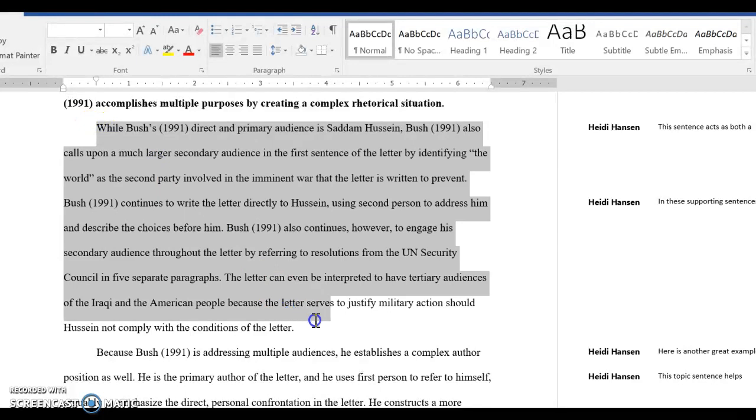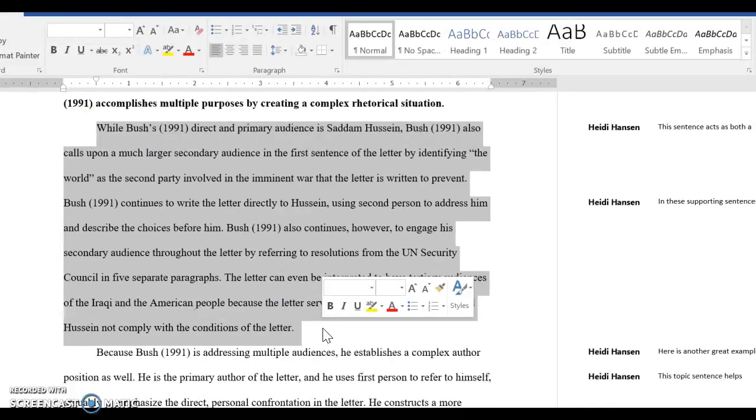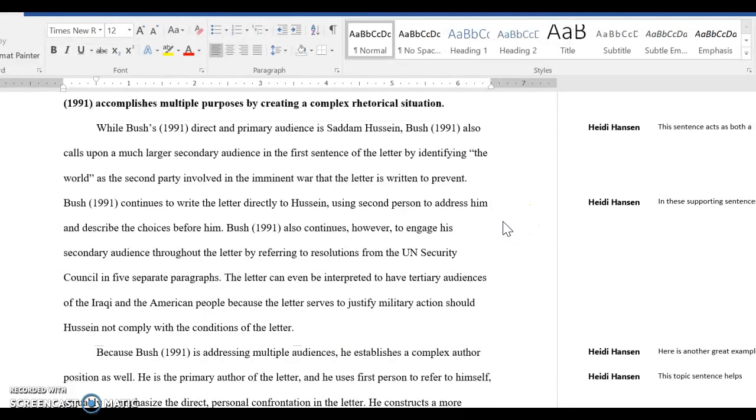Okay, look at the first body paragraph too. So in this paragraph, we start with, "While Bush's direct and primary audience is Saddam Hussein, Bush also calls upon a much larger secondary audience in the first sentence of the letter by identifying the world as the second party involved in the imminent war that the letter is written to prevent."